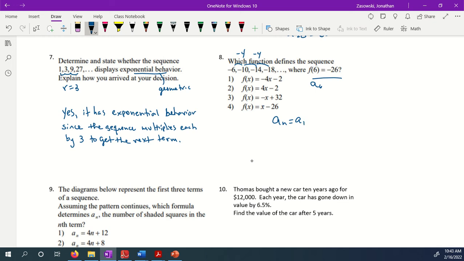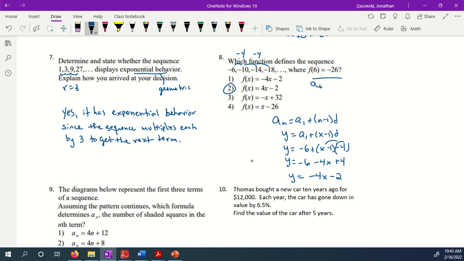This is like saying y and x. So plus n minus 1 times d. This is like saying y equals the first term plus x minus 1 times d. This is all we're doing, okay? So we know the first term is -6. And then x minus 1, and the common difference is -4. So we can just distribute the -4 through and combine like terms. -6 minus 4x plus 4 is going to give us -4x and then -2. So we choose choice 2.